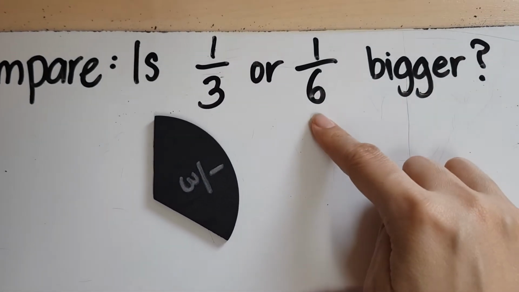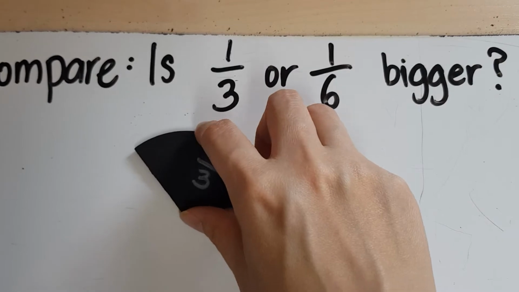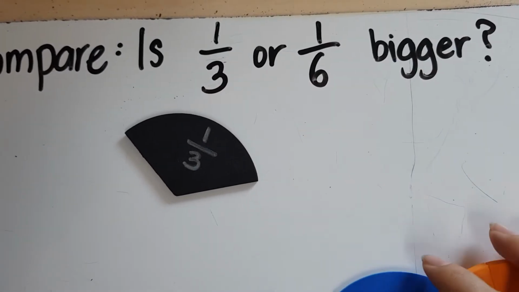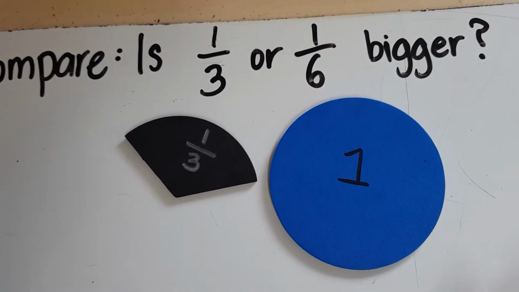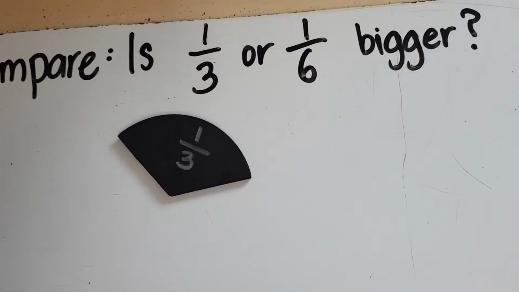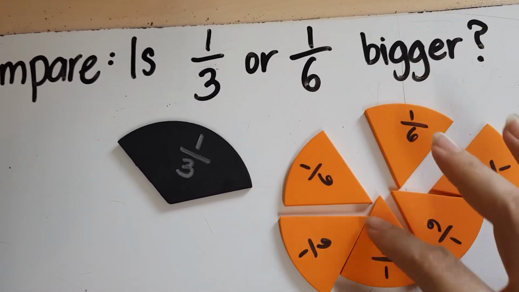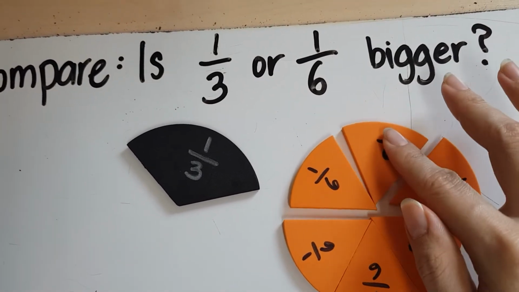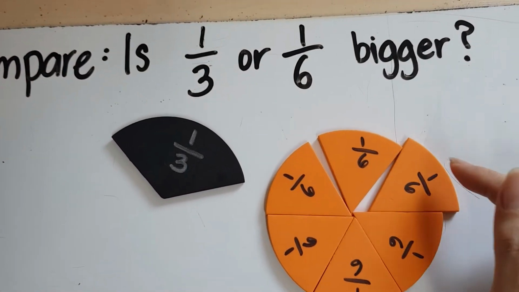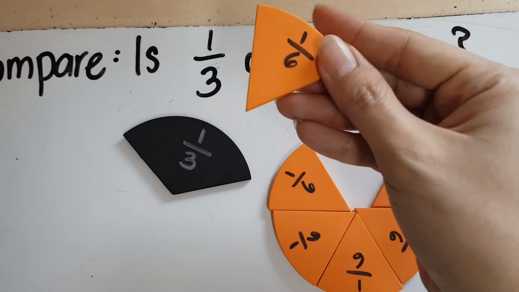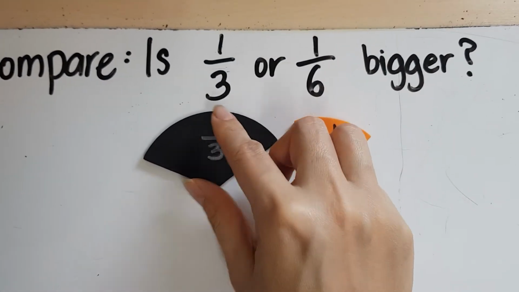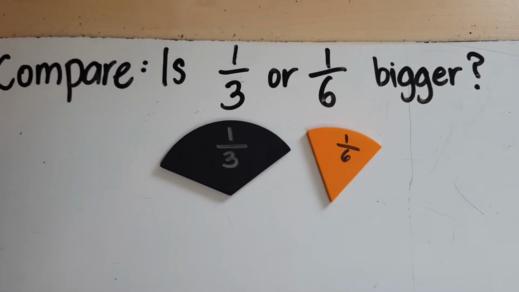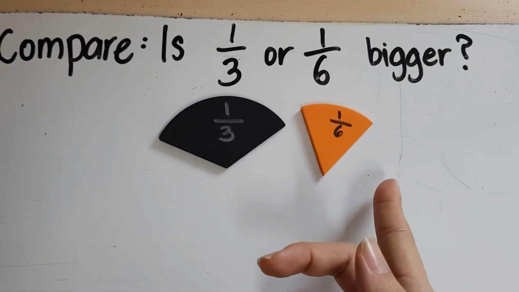Now when we're comparing to 1/6, it needs to be 1/6 of the same whole. So we are talking about one whole cut into 6 equal parts, which will look like this. Because the numerator is 1, we are only looking at one piece. So we should move this aside. So 1/3 and 1/6.